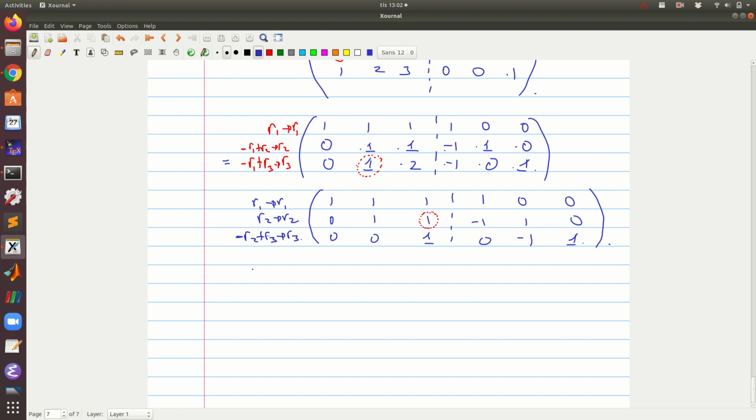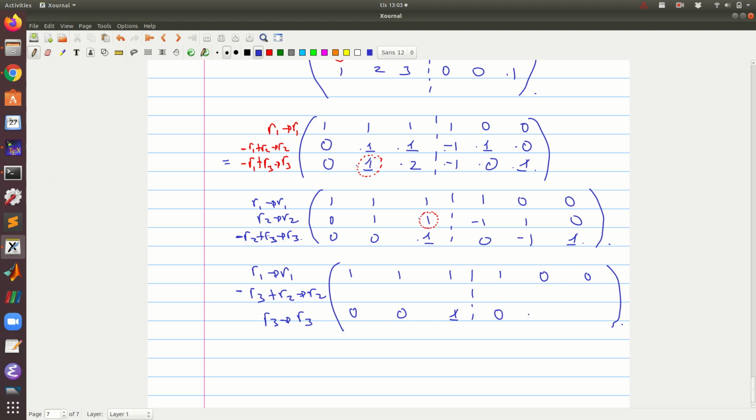Okay, let's see. Row 1 we place in row 1, and row 3 we place in row 3. Then we say minus row 3 plus row 2, and we put the result in row 2. We are going to multiply by negative and add here. These ones which are untouched, we first write them down. Row 3 is also untouched.